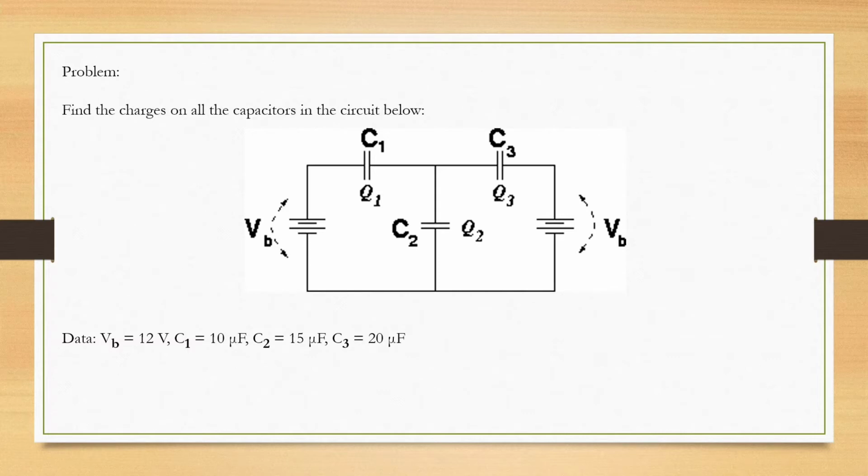Find the charges on all the capacitors in the circuit below. Data presented would be voltage V is equal to 12 volts, capacitor 1 is equal to 10 microfarads, capacitor 2 is equal to 15 microfarads, capacitor 3 is equal to 20 microfarads.